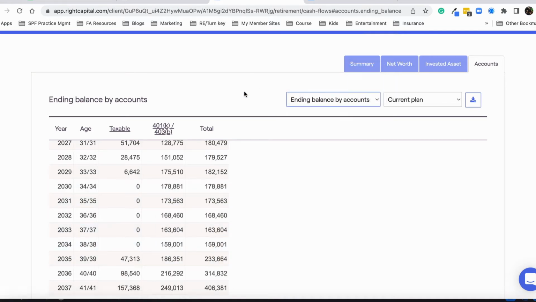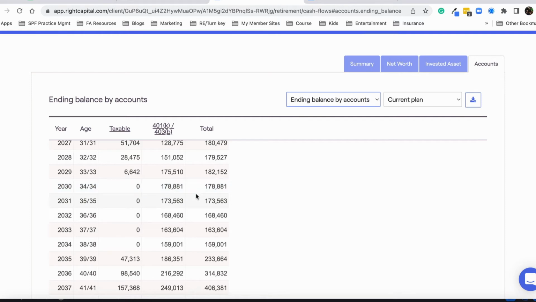So if we look at the ending balance from this account, even though Mike is still contributing to it and it's growing, it's going down because they're taking distributions from it. And obviously it's a terrible idea to take distributions from a 401k when you're in your mid-30s, because not only do you owe taxes on the distributions, but you're also going to owe the IRS a 10% penalty. So that is not an ideal way to go about doing it.